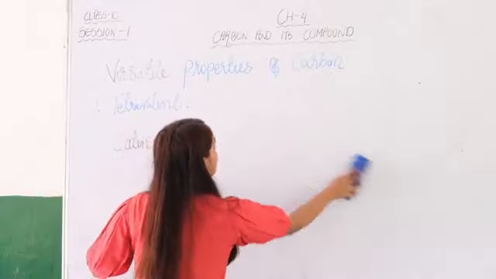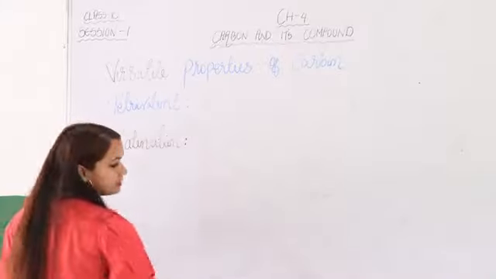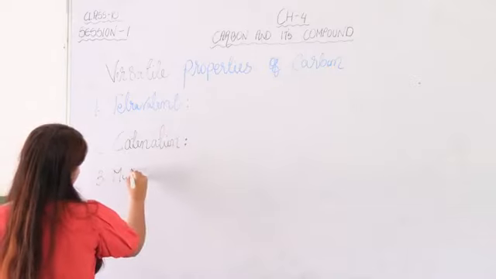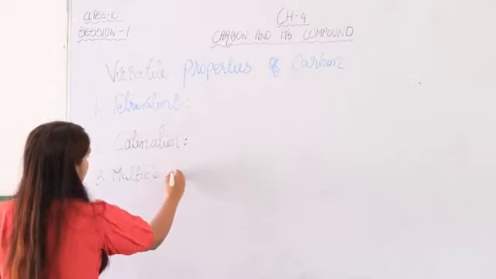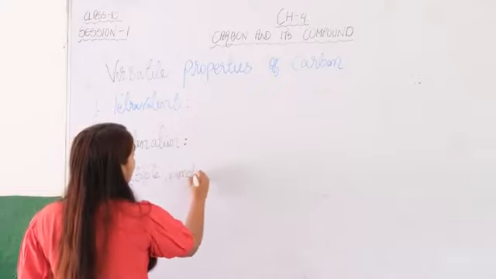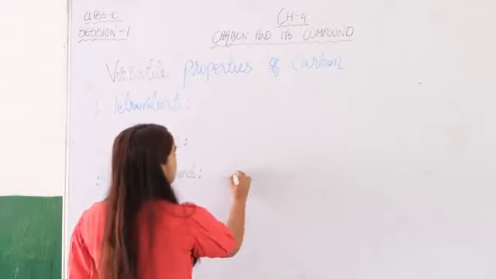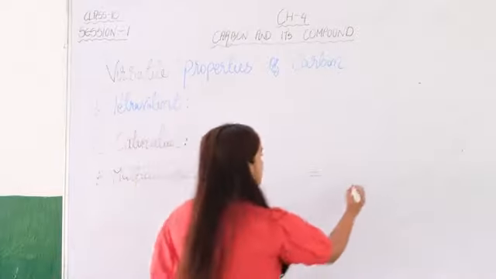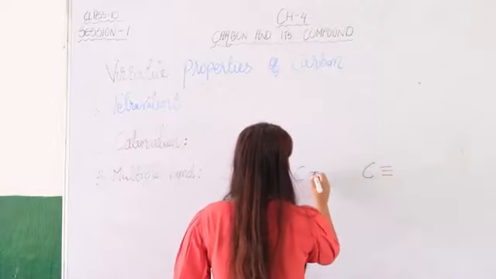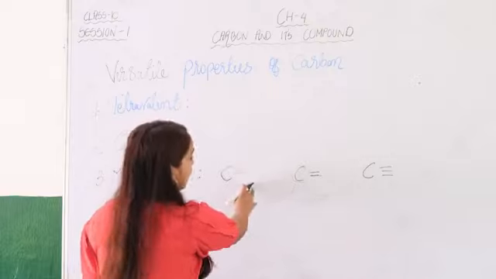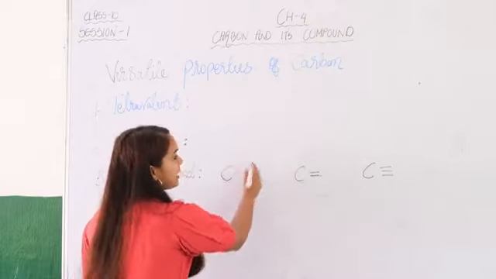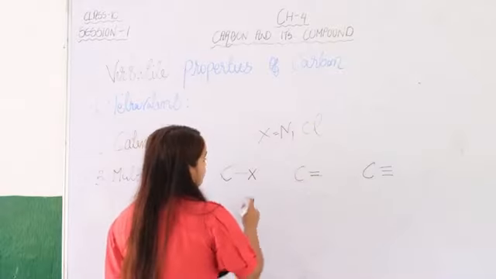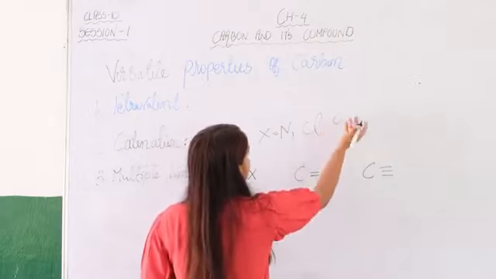The last property which we will study about this versatile nature of carbon is multiple bonding. Carbon has a tendency to form multiple bonds. That means single bond, double bond and triple bond. Now this bond formation can be done with any atom. Here X represents nitrogen or chlorine or oxygen, anything, not hydrogen.